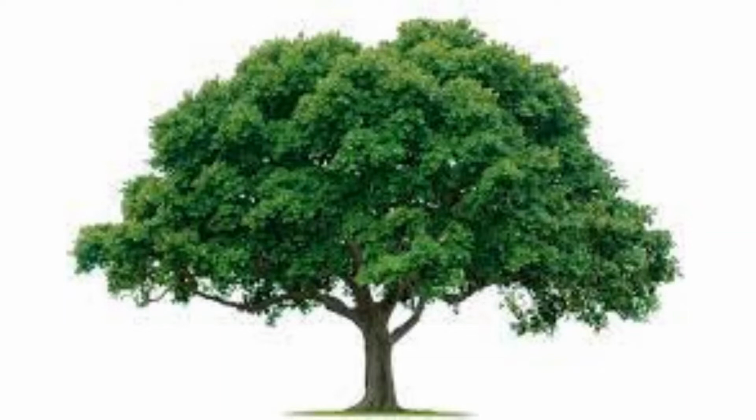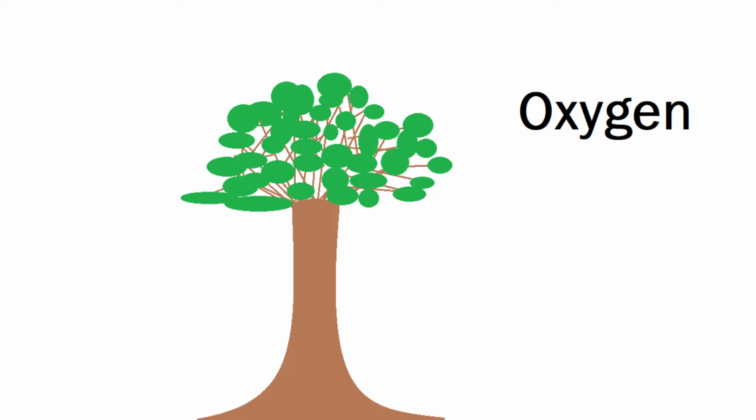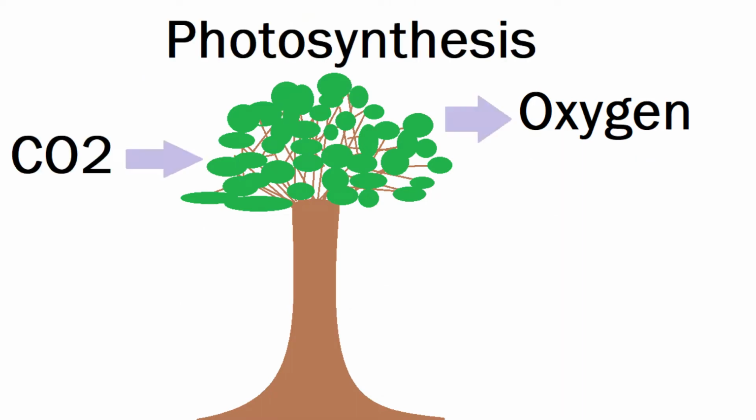I think many of you know this, but trees are the main producers of oxygen, something we need in order to live. Using photosynthesis, they turn carbon dioxide into oxygen, which is released into the air for us to breathe. This itself is important, but there are some other things trees do as well.